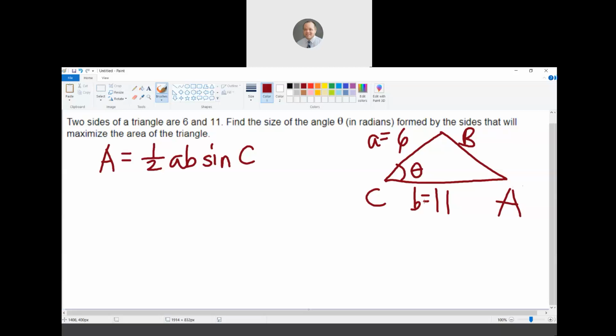Now we're going to plug everything in first before we take the first derivative. So we have 1/2 times 6 times 11 sine of theta. Now, half of 6 is 3, and 3 times 11 is 33 sine theta.